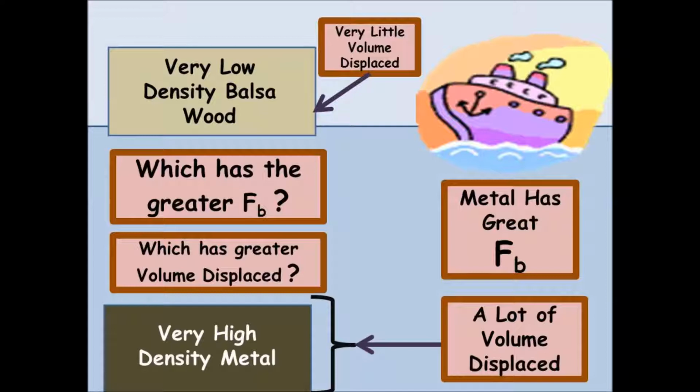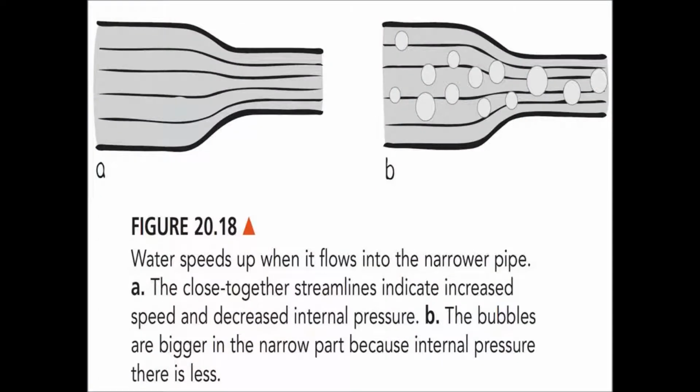Next thing we're going to talk about is Bernoulli's principle. Bernoulli's principle is actually quite simple. It's when a fluid speeds up when it flows through a narrow pipe. The closely spaced streamlines indicate increased speed and decreased internal pressure. The pressure is going to decrease. The bubbles are bigger in the narrow areas because the internal pressures are much less.